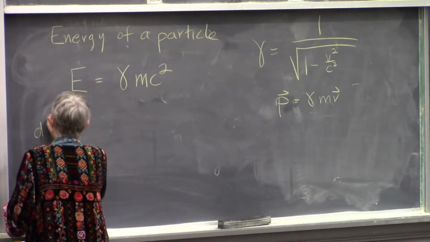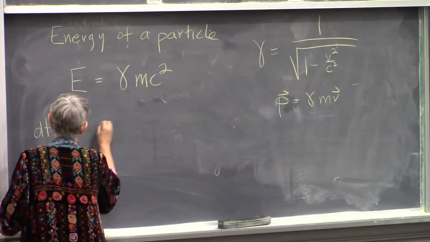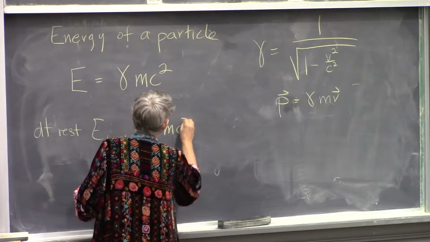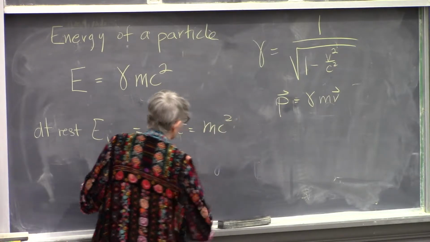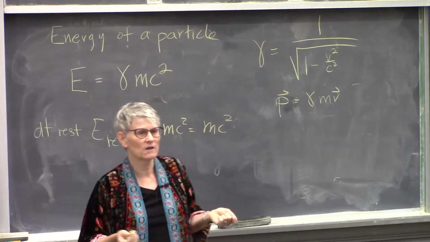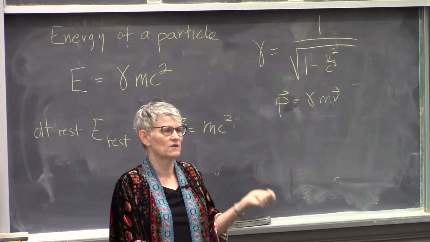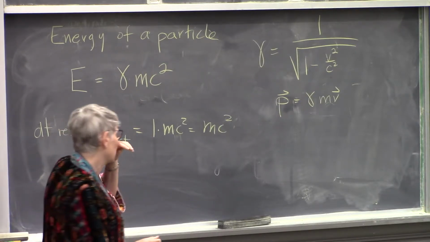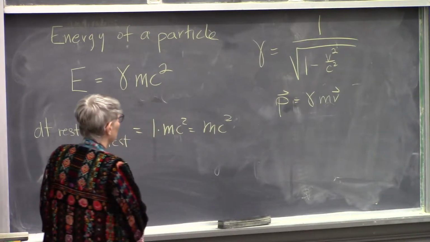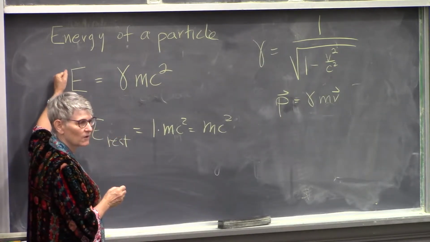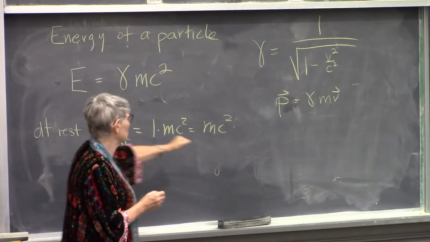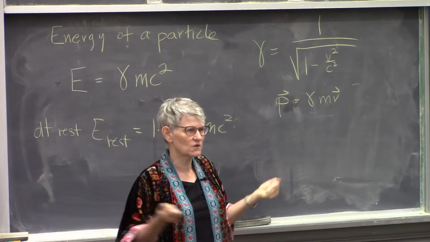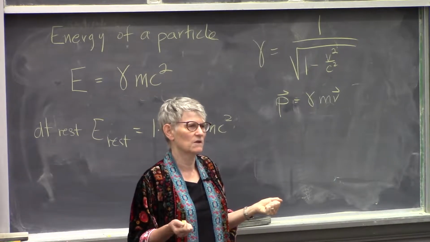So at rest, the energy of a particle that's at rest is 1 times mc squared, or mc squared. So the E equals mc squared, the rest energy of a particle. Well, if this is the total energy of a particle, and this is the rest energy of a particle, then what's the energy of a particle that's associated with its motion, that changes as its speed gets bigger?